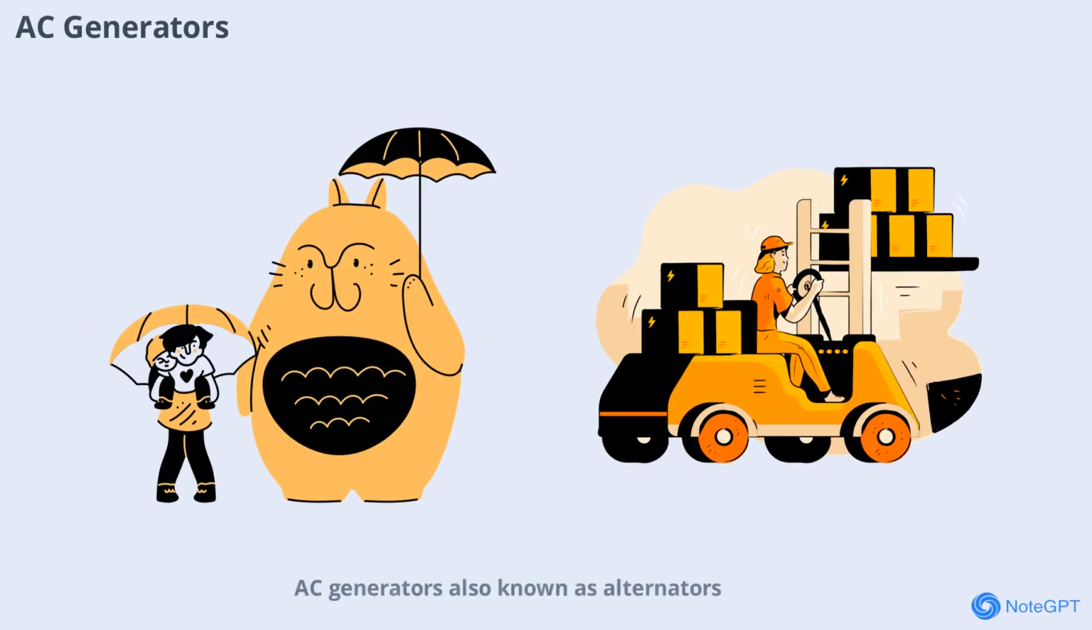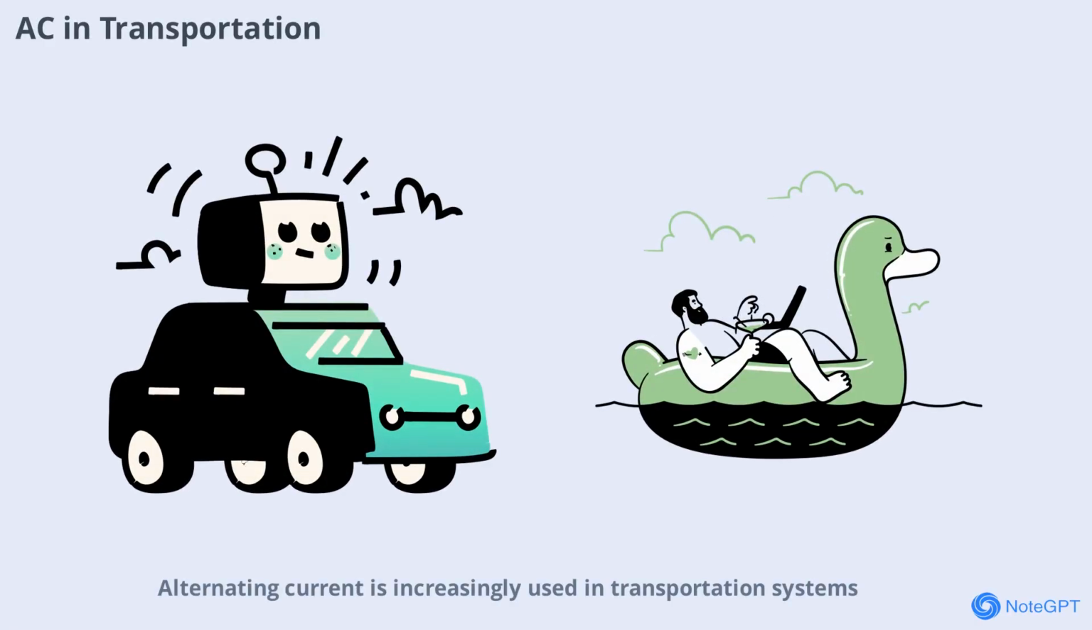AC generators, also known as alternators, are devices that produce alternating current by rotating a coil within a magnetic field. These generators are used in power plants to supply electricity to the grid. The design and operation of AC generators are fundamental topics in electrical engineering, and they play a key role in our energy infrastructure.